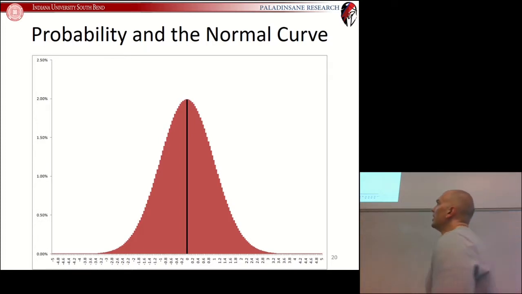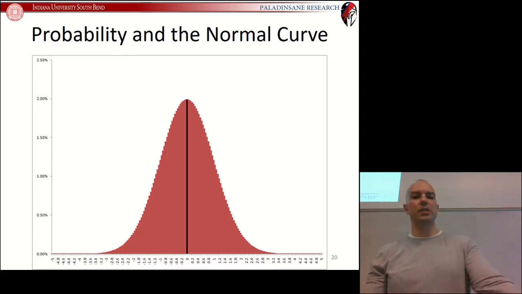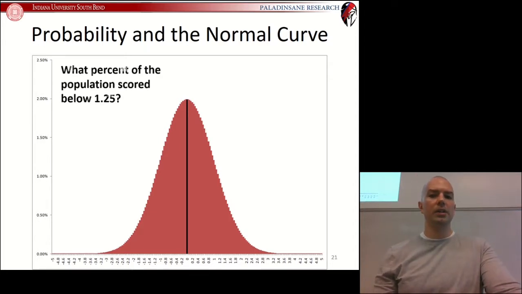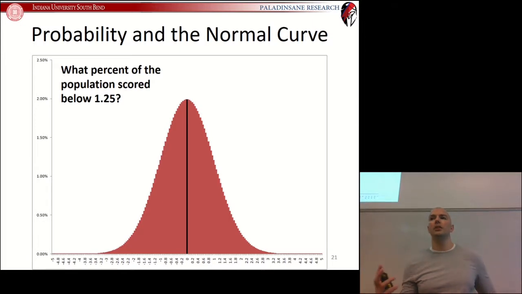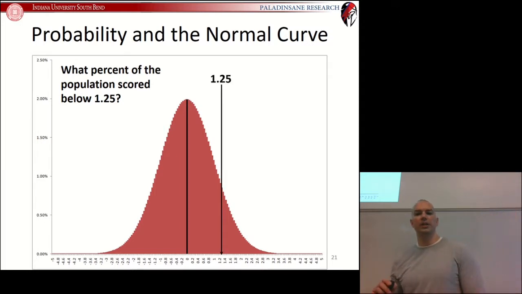where we have a normal curve that's a z-score normal curve, so we've got a mean of 0 right here and a standard deviation of 1. If we have a z-score normal curve, we can answer questions such as what percentage of the population scored below a score of 1.25. So if that is 1.25 right there, what proportion, what percent of the population is in that blue area? We're going to see today how to figure that out using the normal curve.